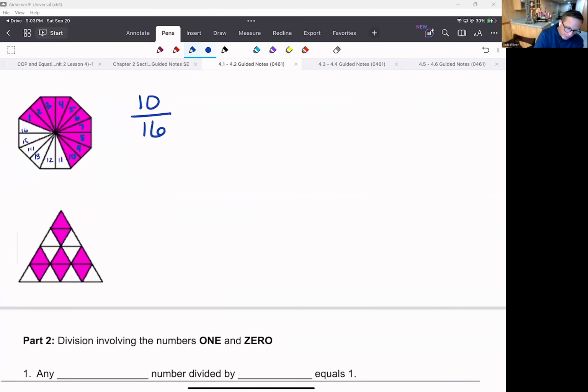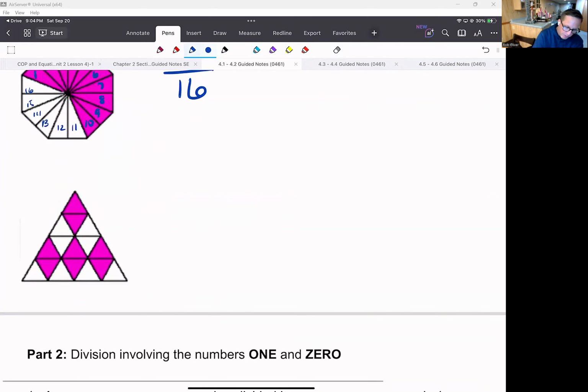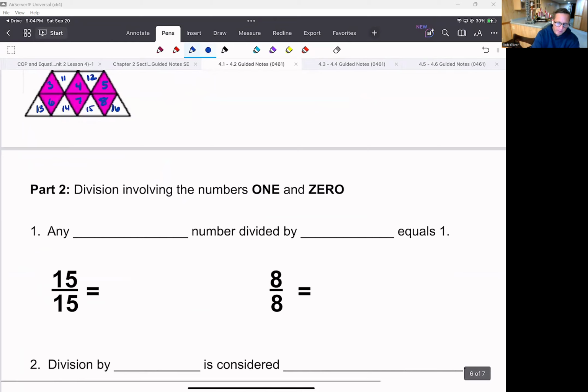All right, in this triangle, we've got 1, 2, 3, 4, 5, 6, 7, 8, 9, 10. Let me start that over. I skipped around a little bit. All right, you know what I'm going to do? I'm just going to count the pink parts. 1, 2, 3, 4, 5, 6, 7, 8. All right, so that's our part. 9, 10, 11, 12, 13, 14, 15, 16. So half of it, right? 8/16 of it is represented by the pink.